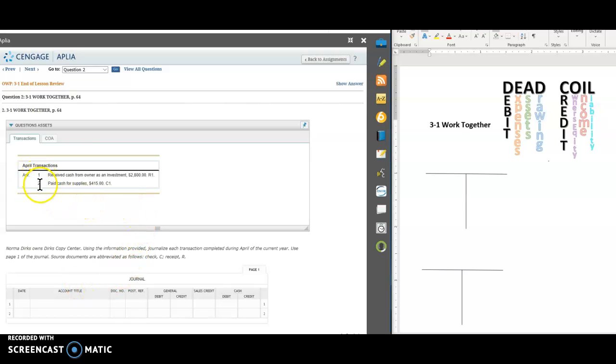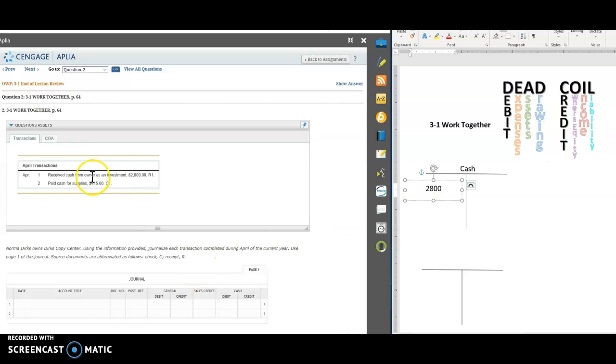On April 1st, we received cash from owner as an investment. When I think about this transaction, the first thing that pops out to me is cash. So I'm going to come over here to my T account, and I'm going to type my first account, cash. When I receive cash, that means my cash is going up. So that's an increase. Cash is an asset, so my normal balance side is a debit. So I'm going to put $2,800 for my cash on my debit side.